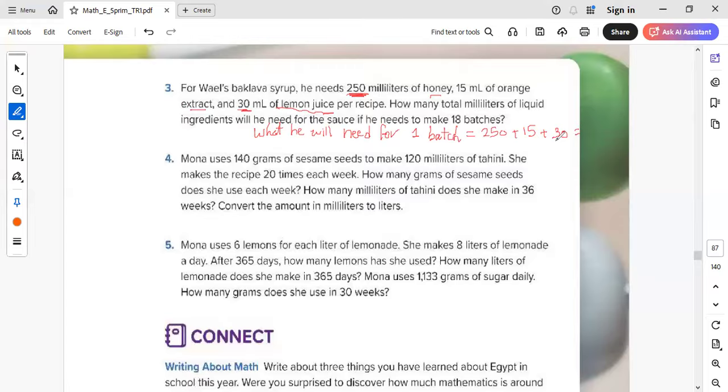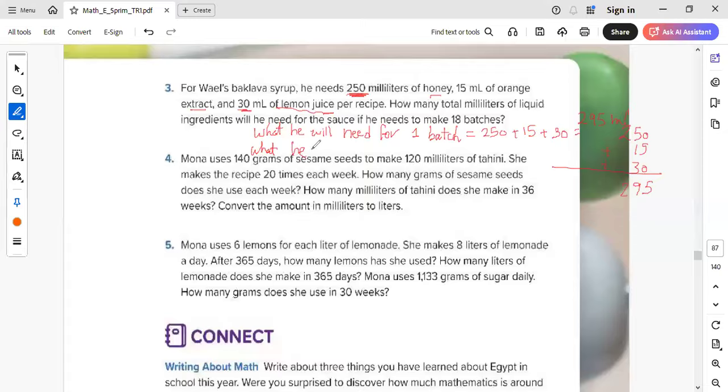And you know how to add them. It's very easy to add 250 plus 15 plus 30. At first, we start with ones. 0 plus 5 plus 0 equals 5. 5 plus 1 plus 3 equals 9. And we bring 2. So the result will be 295 milliliters. Then now we can get what he will need for 18 batches.